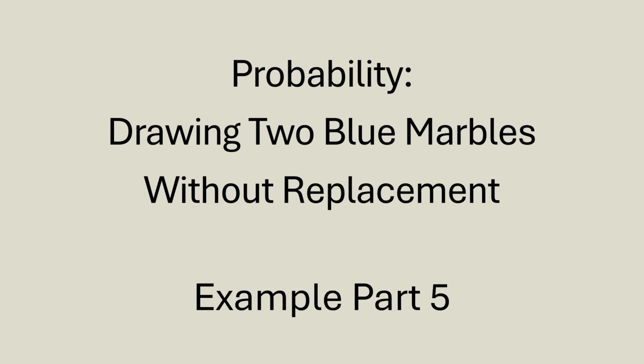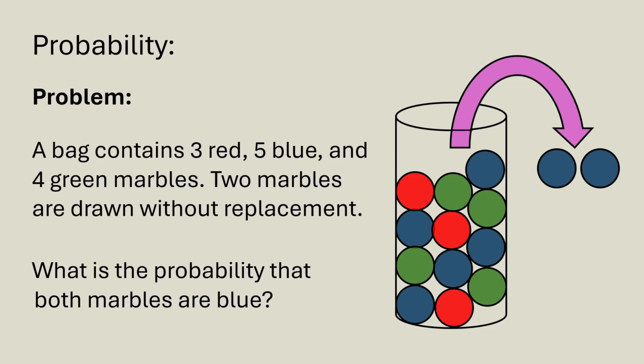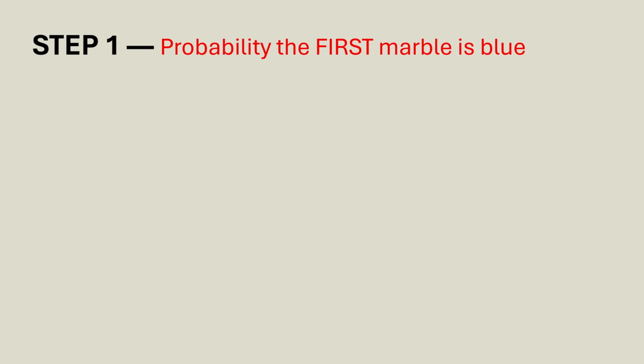Probability: drawing 2 blue marbles without replacement. Problem: a bag contains 3 red, 5 blue and 4 green marbles. 2 marbles are drawn without replacement. What is the probability that both marbles are blue? Let's break it down step by step so it actually makes sense.